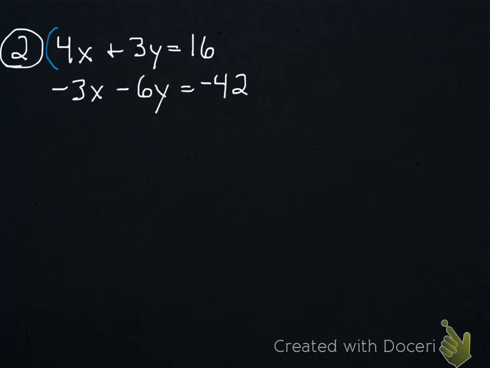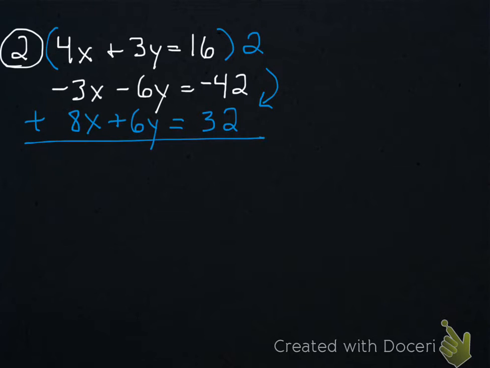So let's do that. Top equation is going to get multiplied by 2. I'm going to write it right underneath so that I've set it up for adding. So 2 times 4x gives me 8x. 2 times 3y is plus 6y. And then 2 times 16 is 32. Now we can add the two equations together. The y's are going to cancel. My x's, 8 minus 3 is 5. So you have 5x equals -42 plus 32 is -10. So divide by 5 and x equals -2.